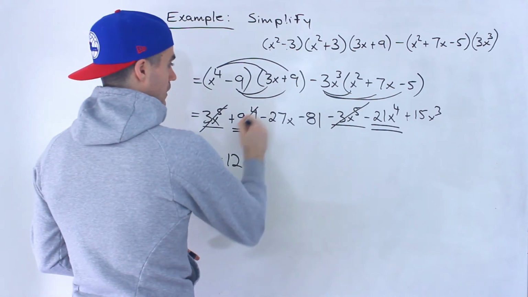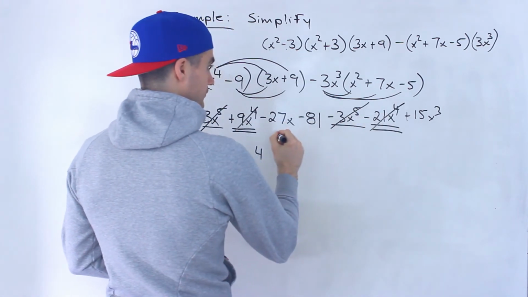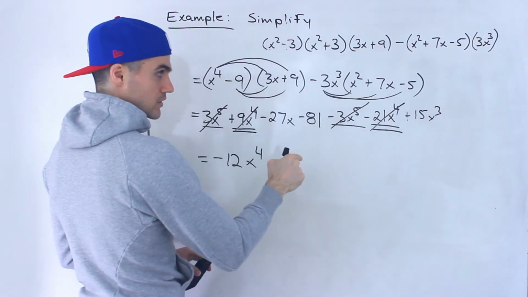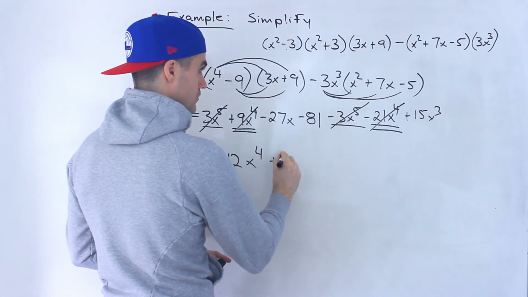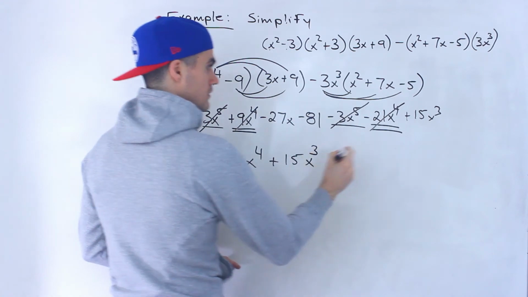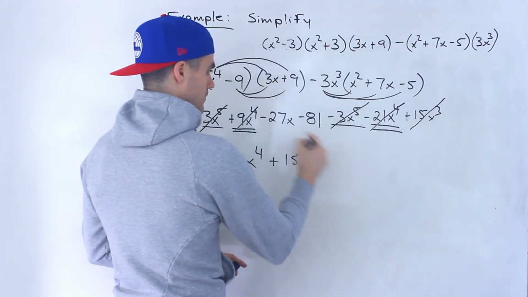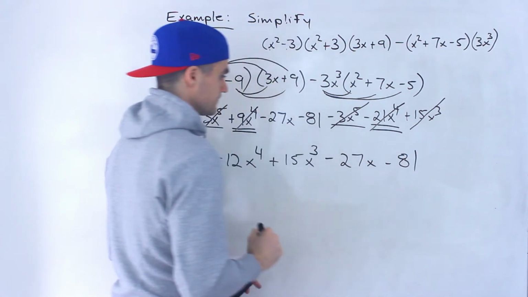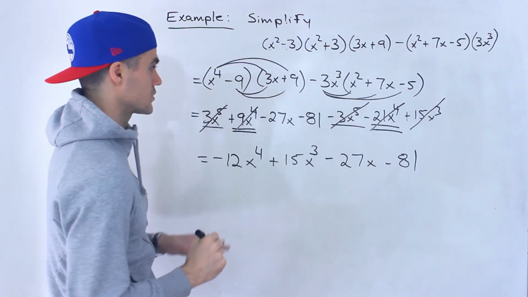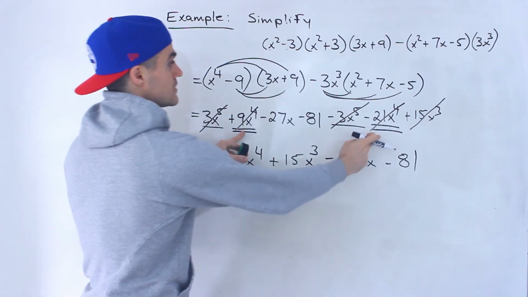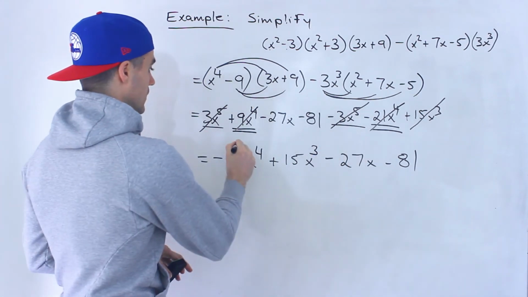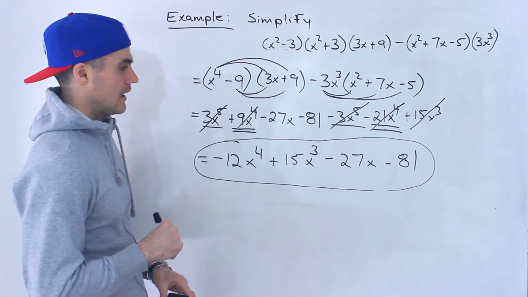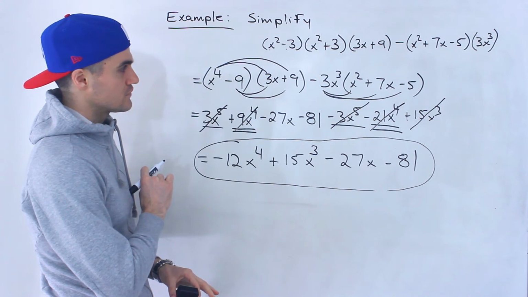Then we got this x to the cubed, right? That's the next degree, and there's no other x to the 3s. So that's gone. And then minus 27x minus 81. No other like terms. All right, so there's actually not too many like terms besides the x to the 4. These two and then these two cancel out. So you can't simplify this any further. That's the final answer.